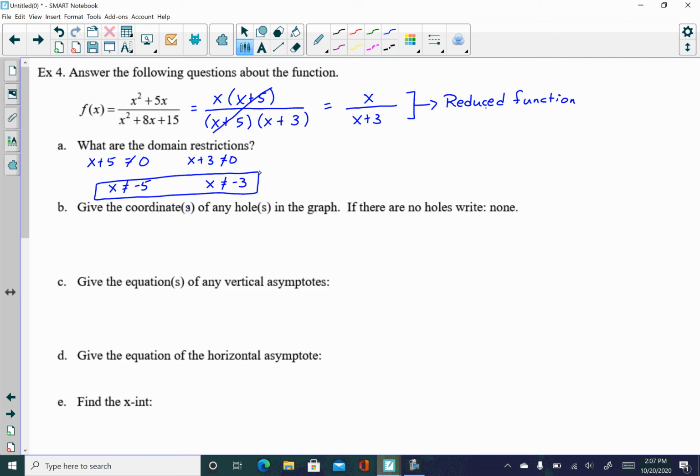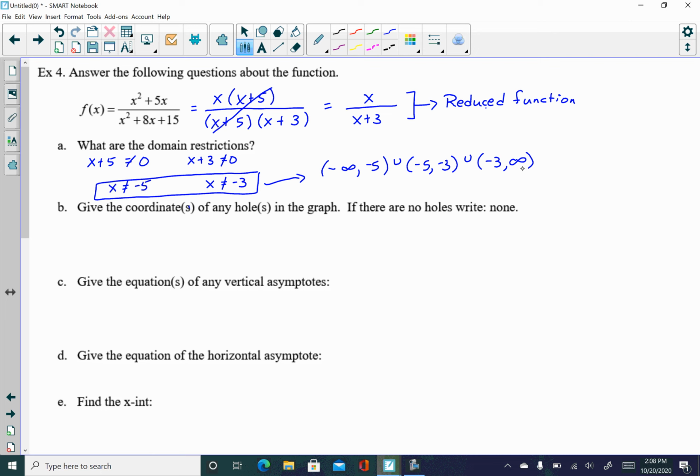In part A, I wrote it like that, but remember, those are the domain restrictions. If we wanted to write the full domain, just so you recognize, this really means negative infinity to negative 5, then negative 5 to negative 3, and then negative 3 to positive infinity, just so you have that correlation with what we've been doing in the past. Okay, it means the same thing.